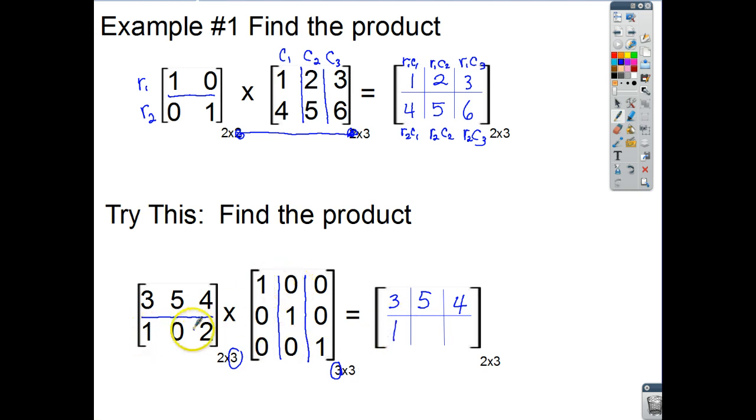1 times 0 is 0, plus 0 times 1 is 0, plus 2 times 0 is 0, 0 plus 0 plus 0, 0. Now, row 2, column 3, we take the numbers in row 2 and times them by the numbers in column 3. 1 times 0 is 0, plus 0 times 0 is 0, plus 2 times 1 is 2, 0 plus 0 plus 2 is 2. And as you can see, the answer and the factor that wasn't the identity matrix, they match. The identity matrix is doing what it's supposed to do.